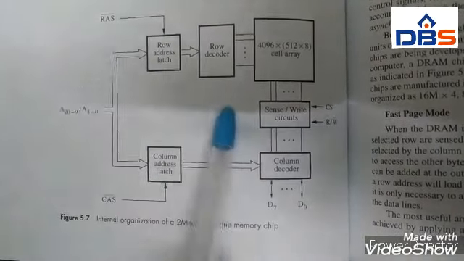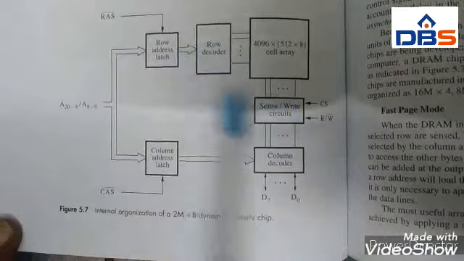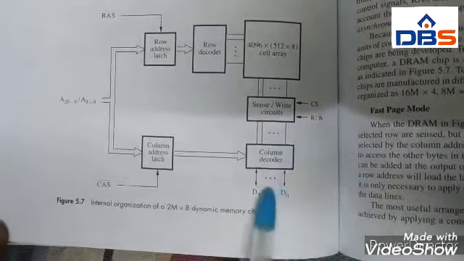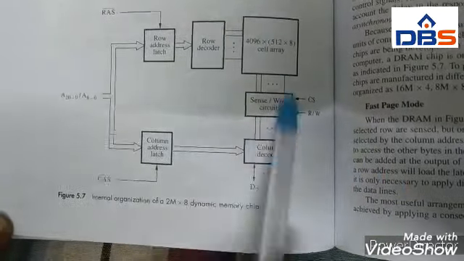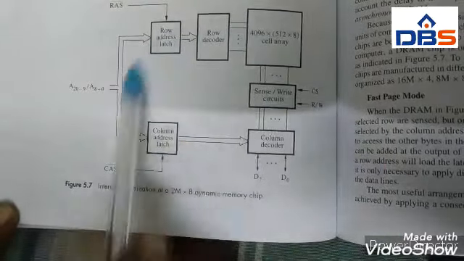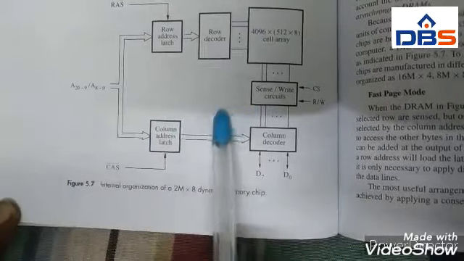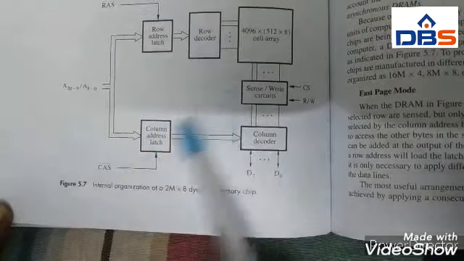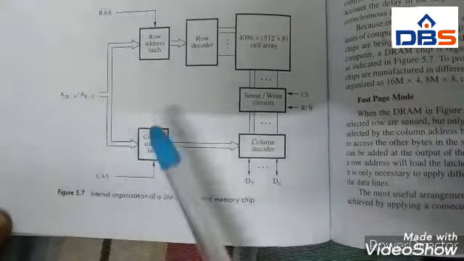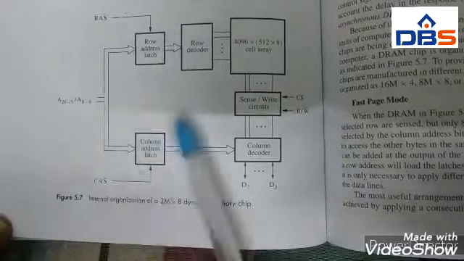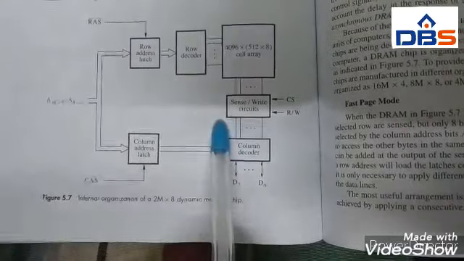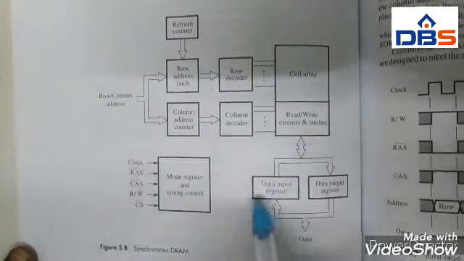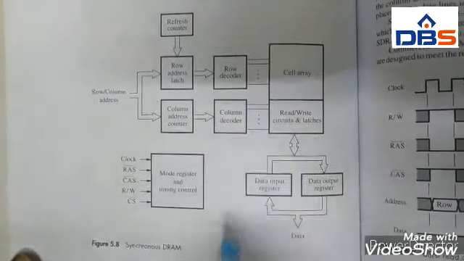Here some decoders are there, as well as the memory cell array, then sense write circuits and column decoders. Here we are using capacitors. For using the capacitors we are refreshing every time, and this is not coordinated with the clock. Now this is the diagram for synchronous dynamic random access memory.